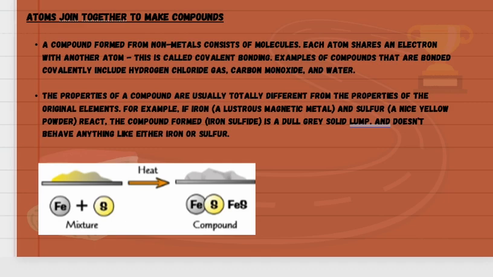The properties of a compound are usually totally different from the properties of the original elements. For example, if iron, a lustrous magnetic metal, and sulfur, a nice yellow powder, react, the compound formed, iron sulfide, is a dull grey, solid lump and doesn't behave anything like either iron or sulfur.